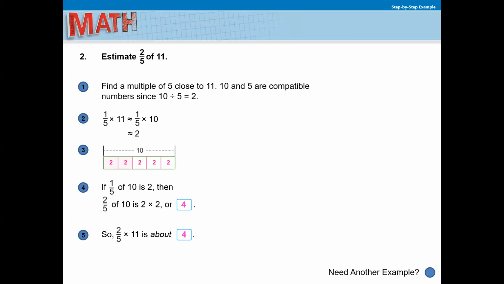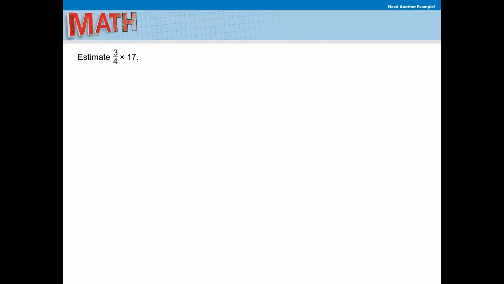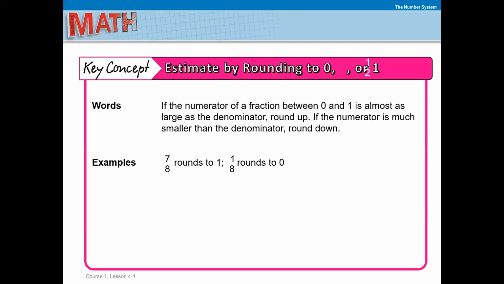Here's another example. Estimate 3/4 times 17. Use a bar diagram, a visual representation, whatever helps. You're looking for compatible numbers. Pause the video while you show all of your work in your math notebook. Press play when you're ready to continue.